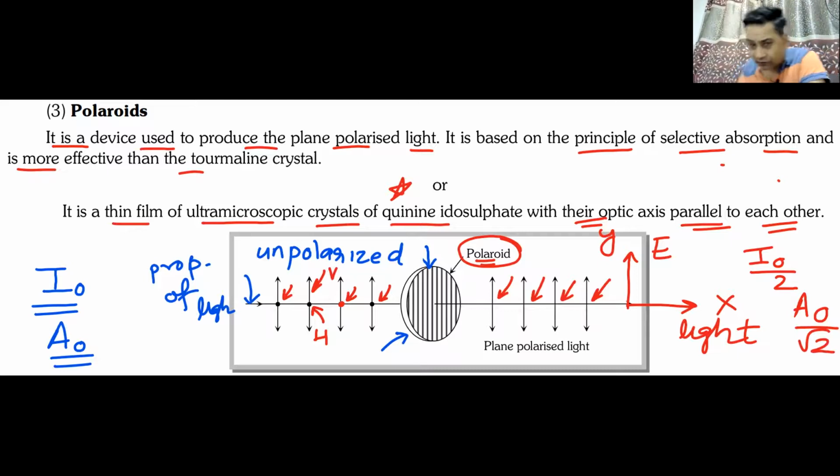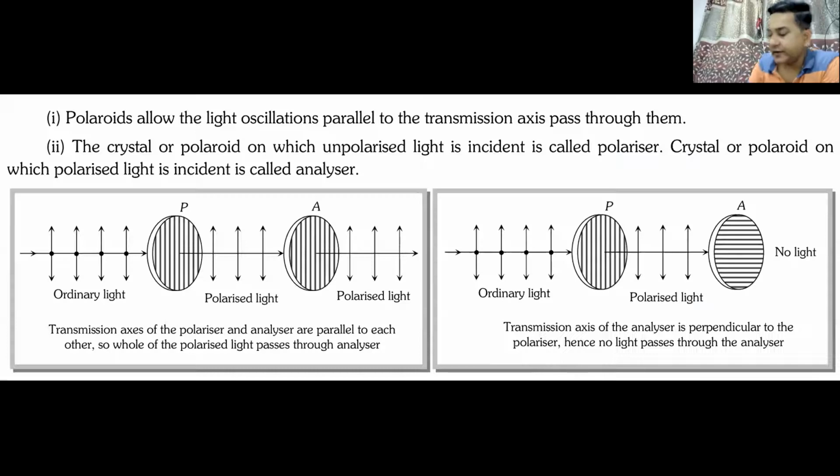So all the information of what is a polaroid, how polarization happens, what is unpolarized light, what is polarized light, how it is getting polarized, what is the intensity before, what is the intensity after, what is the amplitude before, what is the amplitude after is given in this slide. Please note it down. I will give you time to do that. Then we move ahead to the next diagram to understand what is a polarizer and what is an analyzer.